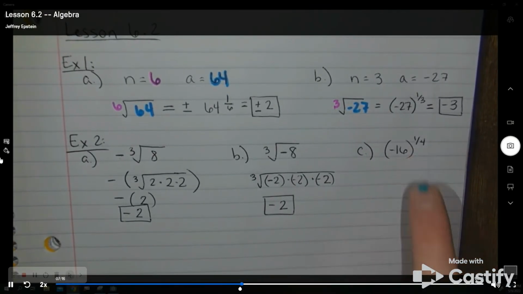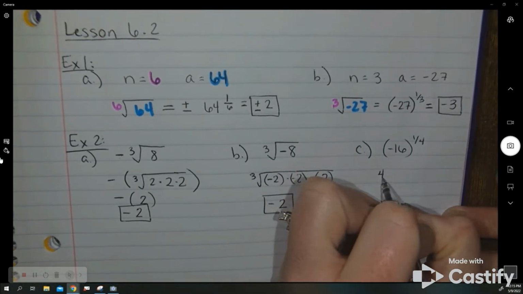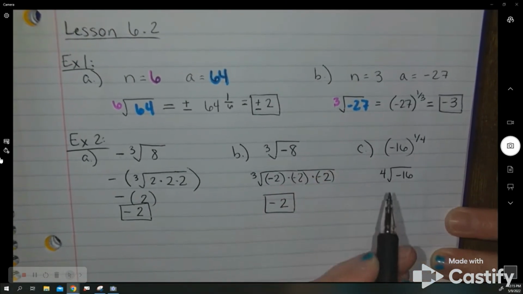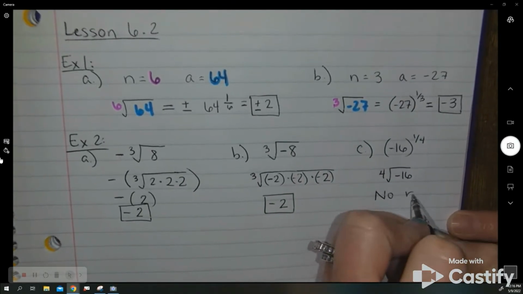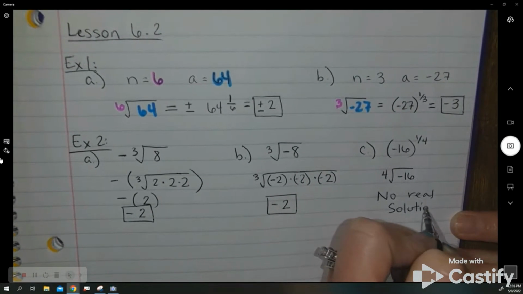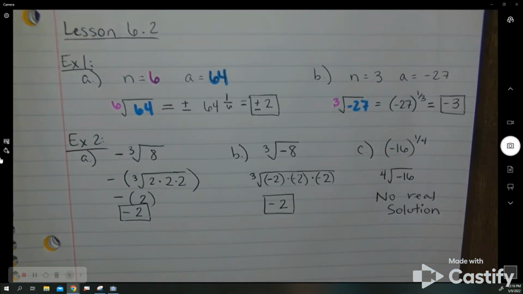Because this is an even power, it's like saying the 4th root of -16. Because the negative is under this radical symbol and this is an even number, we would have to say no real solution for this one. We can't have an even number of negatives being multiplied and end up with a negative answer.